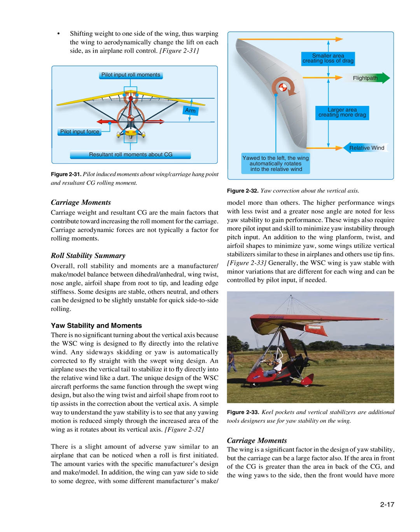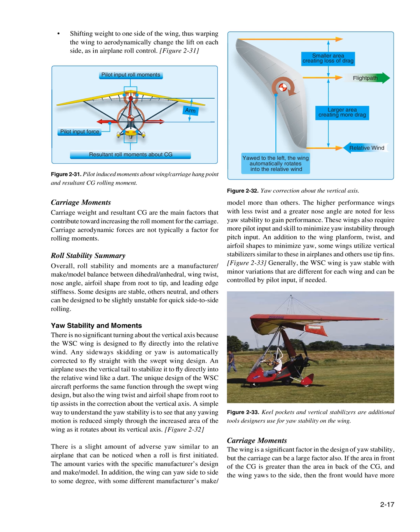Roll stability summary. Overall, roll stability and moments are a manufacturer/make/model balance between dihedral/anhedral, wing twist, nose angle, airfoil shape from root to tip, and leading edge stiffness. Some designs are stable, others neutral, and others can be designed to be slightly unstable for quick side-to-side rolling. Yaw stability and moments. There is no significant turning about the vertical axis because the WSC wing is designed to fly directly into the relative wind.